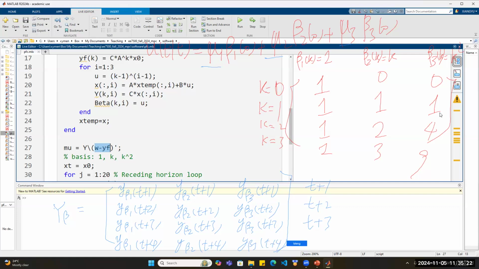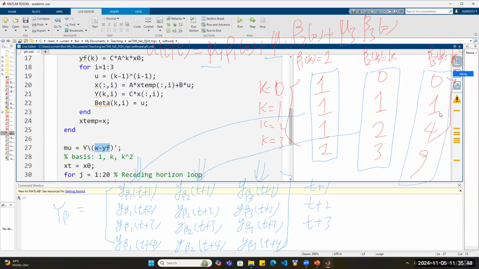Each of these columns can be calculated independently. The first column corresponds to the first control input, the second column corresponds to the second control input, and the third column of Y beta corresponds to the third control input.